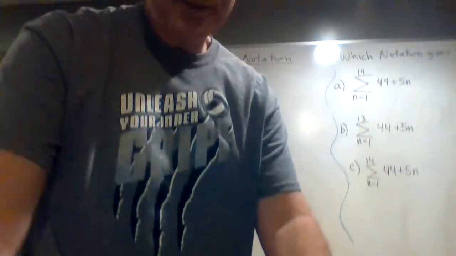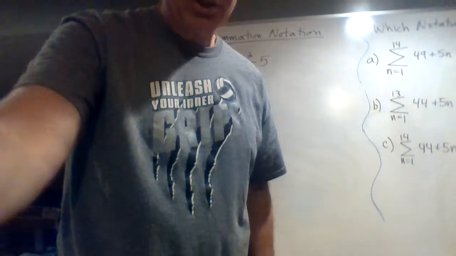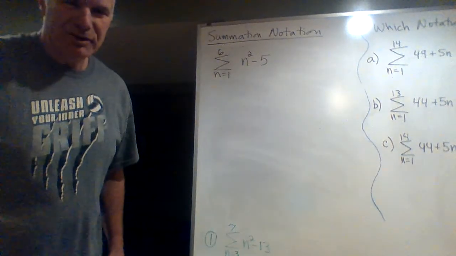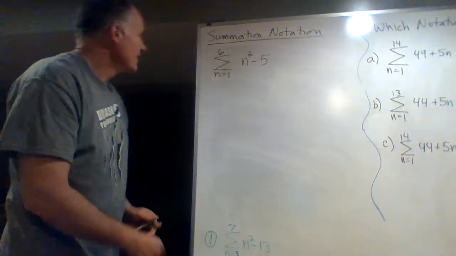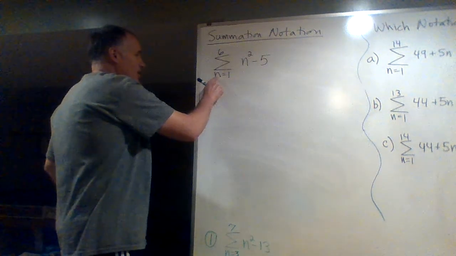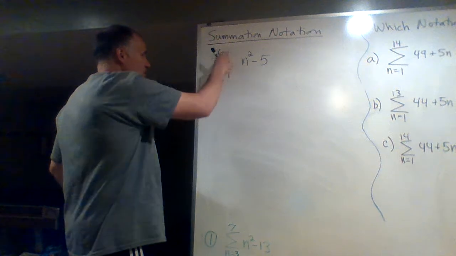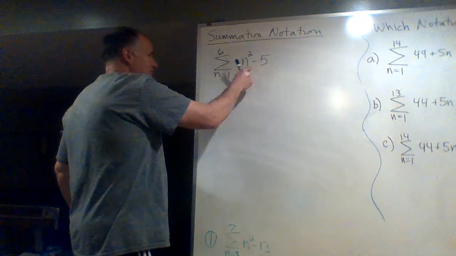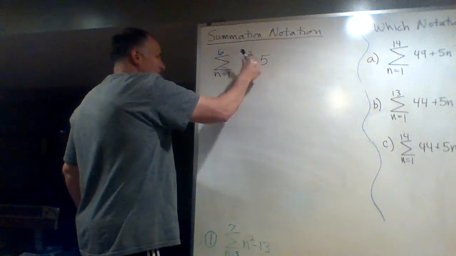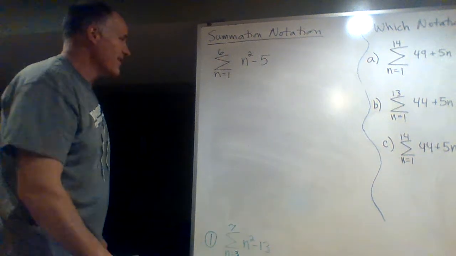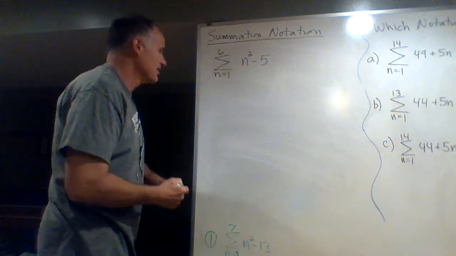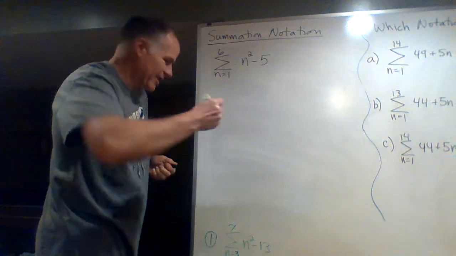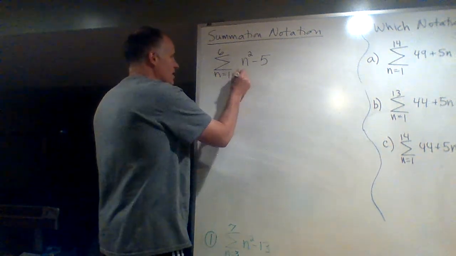Hey guys, we've got another second video for this summation notation, taking it up a little notch. Same idea: we're starting with n of 1 and going up to 6. The difference now is that n is being squared and then we subtract 5. So we're going to take n, square it, and subtract 5. Very similar to the kind of problem we were doing before.